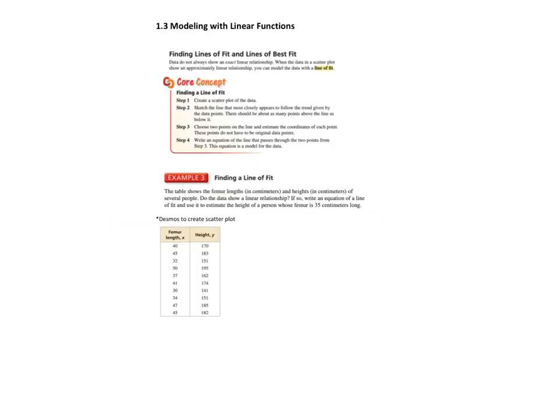All right, let's look at number 3. Example 3. We're talking about lines of best fit. So there are certain steps we've got to do. First, you create a scatter plot. Sketch the line that most closely appears to follow the trend. Choose 2 points on that line to estimate the coordinates of each point. And then we need to write an equation to model the data.